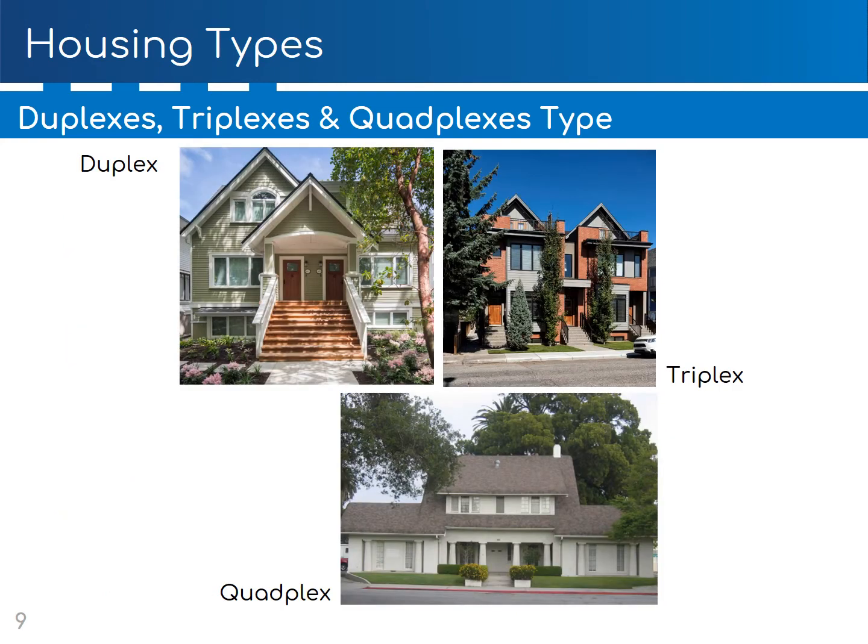Here are examples of a duplex, a triplex, and a quadplex built on individual residential lots. Each is designed to fit into its existing residential surrounds. The duplex example shown is a renovation of an older home that had fallen into disrepair.